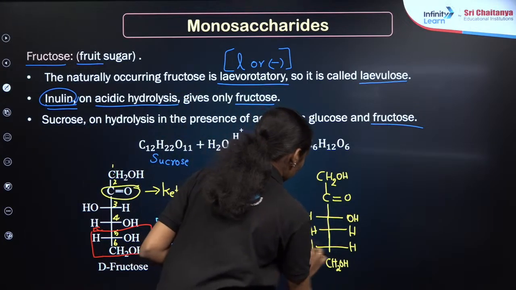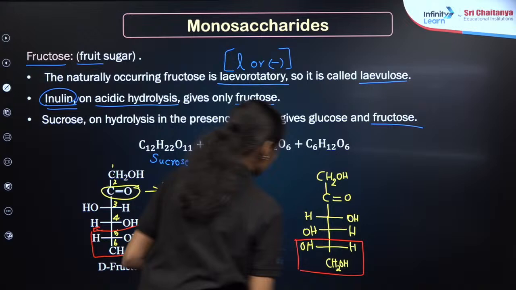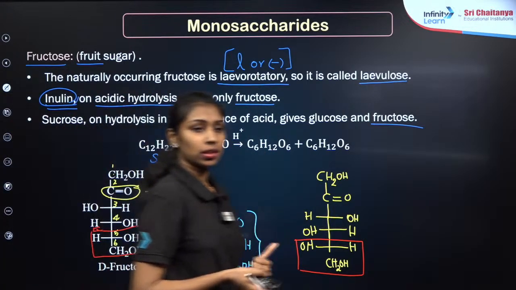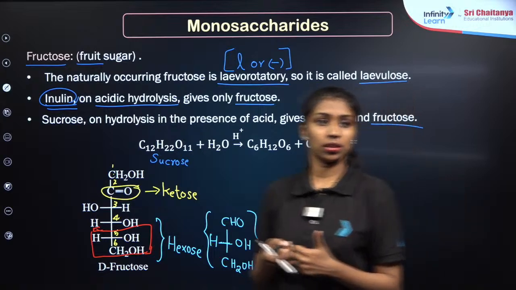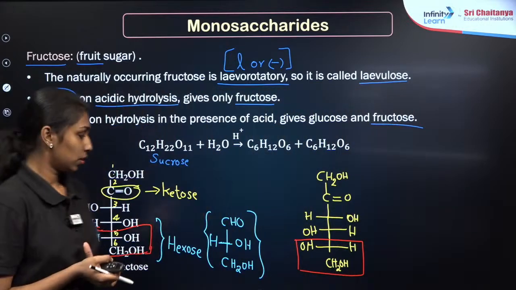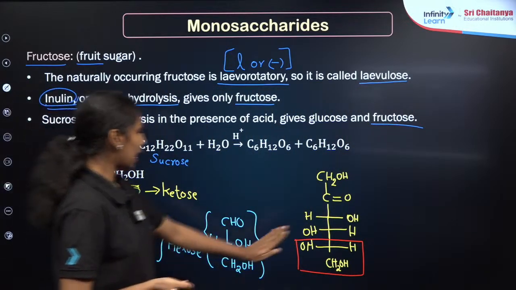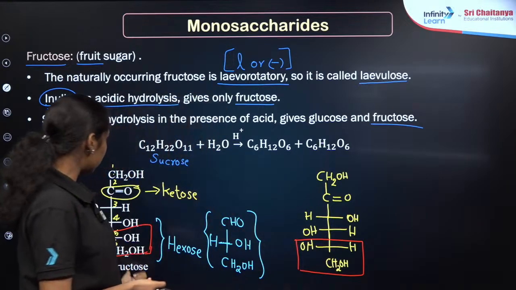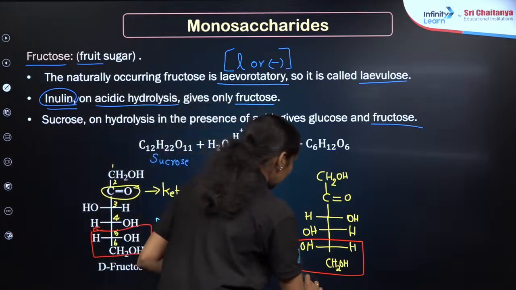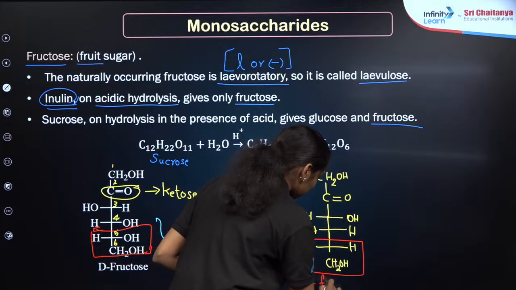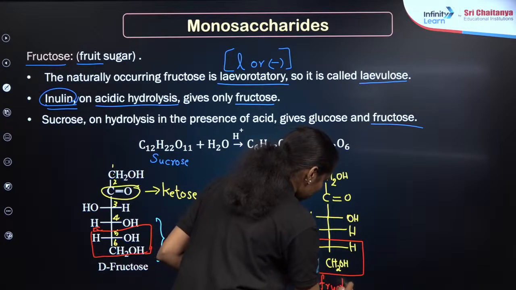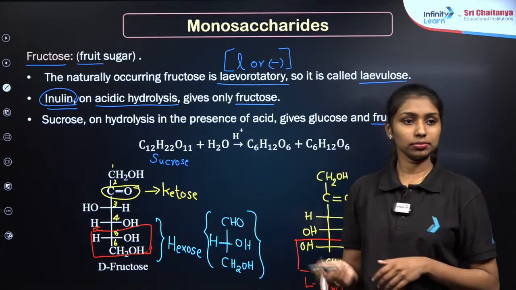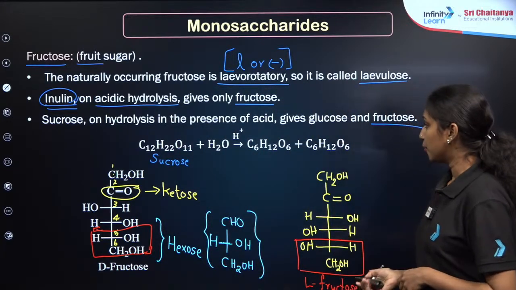If you are familiar with one of the structures, you can draw the L form also. Just change the configuration of H and OH. Right, this will be the L form. You can see that OH and H have the opposite configuration as compared to D-fructose. So we can call this L-fructose. Clear? Okay, fine.